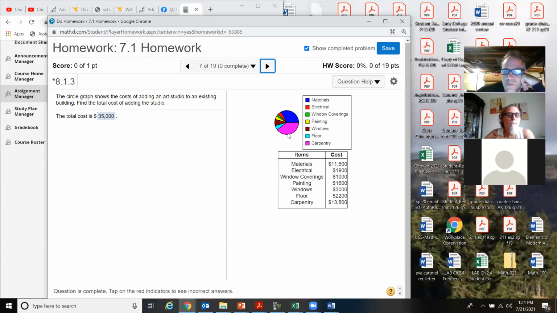Well, the total circle here is 100%. Your percentage would be, take your calculator, which I'm going to go ahead and do real quick, 13,800. Divide that by 35,000. And that gives me 0.394. So let's call it what? 39.4%. 39.4% of the circle is going to be shaded in this purple.